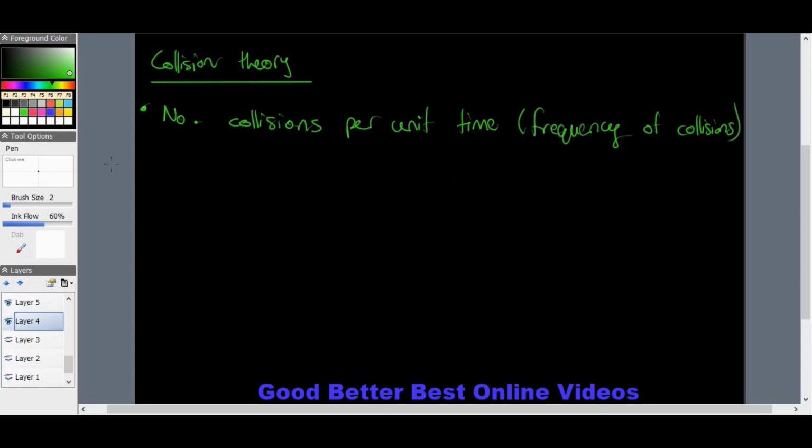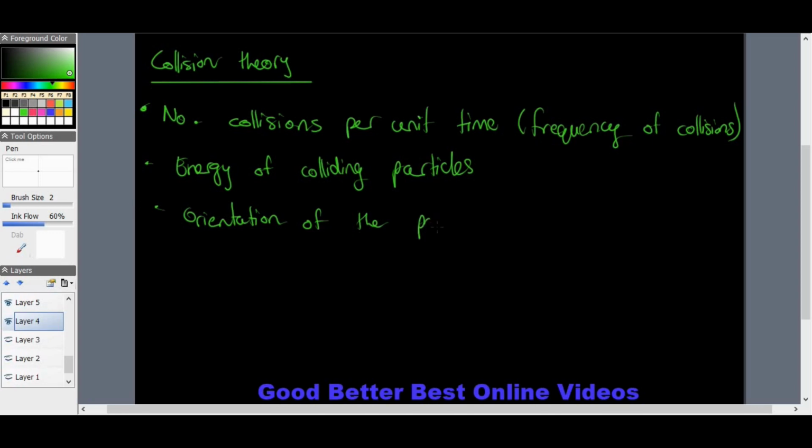Okay. Then there's also the energy of colliding particles. And there's also the orientation of the particles that collide.